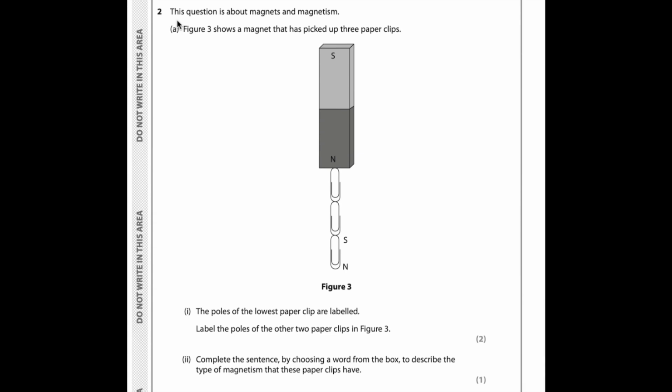Question 2, Part A. This question is about magnets and magnetism. Figure 3 shows a magnet that has picked up 3 paper clips. The poles of the lowest paper clip are labelled. Label the poles of the other 2 paper clips in figure 3. Right, well, if they're attracting, if that's a south, then this must be a north, and if that's a north, that means this end must be the south, and if that's a south and this is attracting, that must be the north, and then that must be the south. And that would attract to the north. So yeah, that's right.